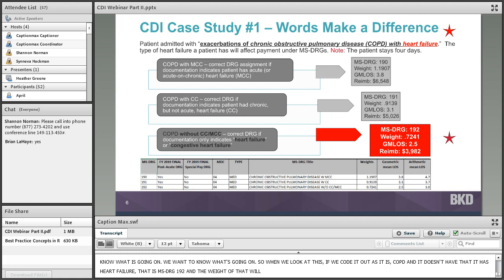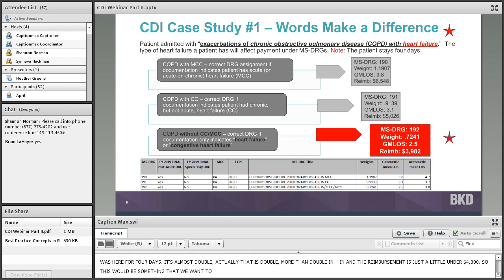The weight of that in 2020 is going to be 0.7241. The estimated length of stay is going to be 2.5. If you notice up there, the patient was here for 4 days. That's almost double. Actually, that is more than double of that, and the reimbursement is just a little under $4,000.